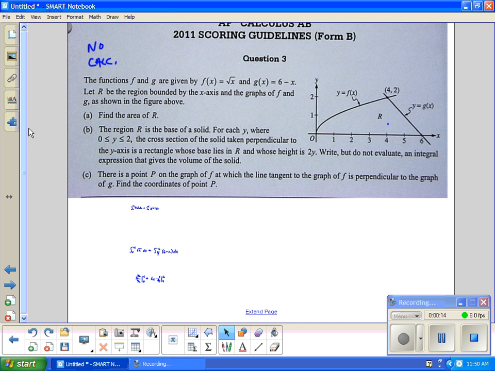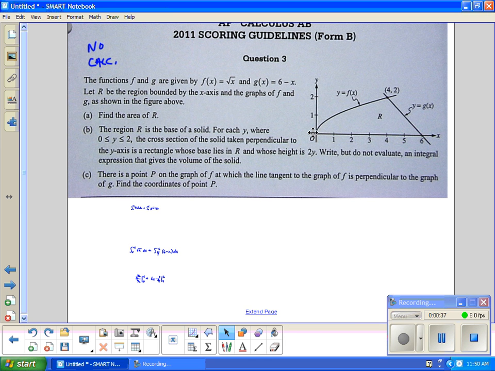They give you a root function, square root of x, shown from 0 to 4. And then they give you a line function, g of x, from 4 to 6. And they define R as the region below those 2 curves. They give us all the points of intersection: 4, 2, where the 2 curves intersect, 0 and 6. All right? And then it asks you to find the area of R.